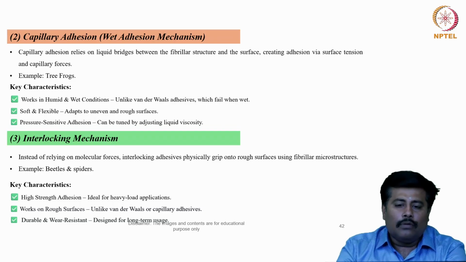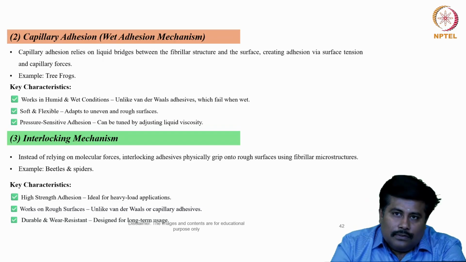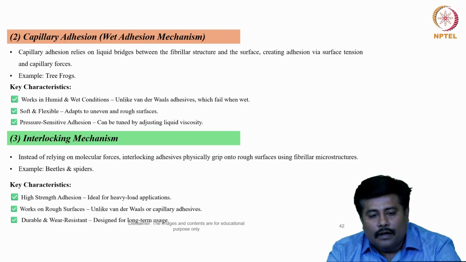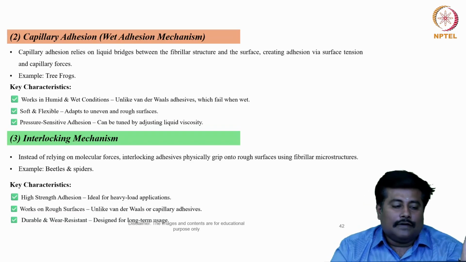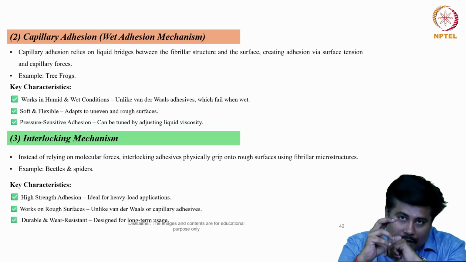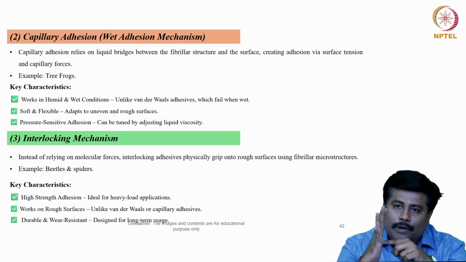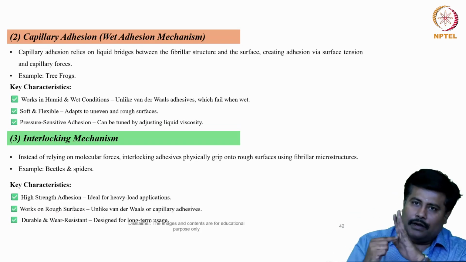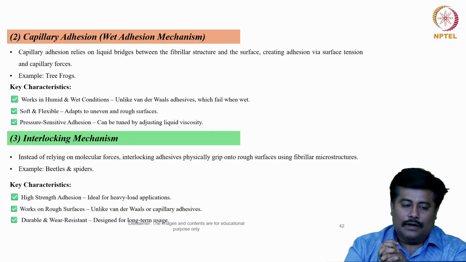Now let us talk about capillary adhesion, which is a wet adhesion mechanism. Capillary adhesion relies on liquid bridges between the fibrillar structure and the surface, creating adhesion via surface tension and capillary force. An example is the tree frog. If you keenly observe how the tree frog moves, it relies on a liquid bridge between these structures, which we have seen in the earlier slide also. This liquid bridge interacts with the structure and holds onto the surface.